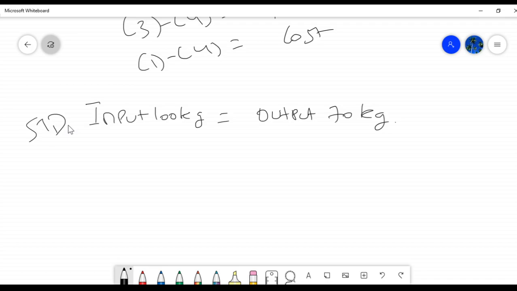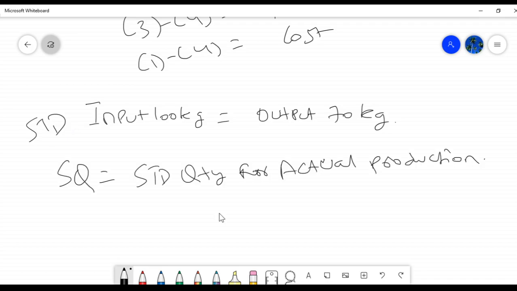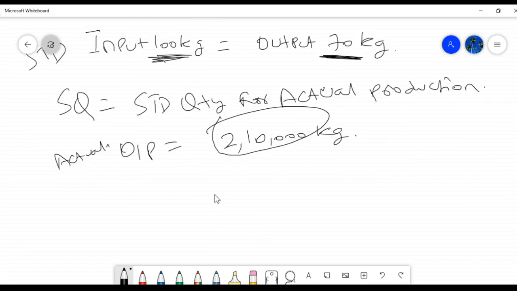Okay. What is actual production in this question? I think 2,10,000 kg. Correct or not? Actual output is how much? Output is 2,10,000 kg. That is actual output. So if 100 kg is used for producing 70 kg of output, then how much input is required for producing 2,10,000 kg?